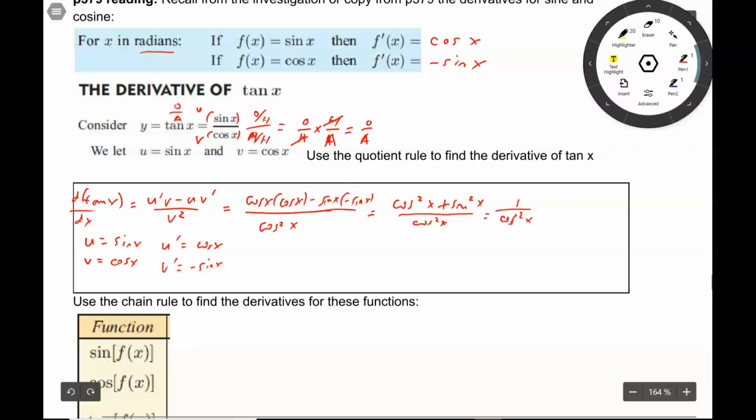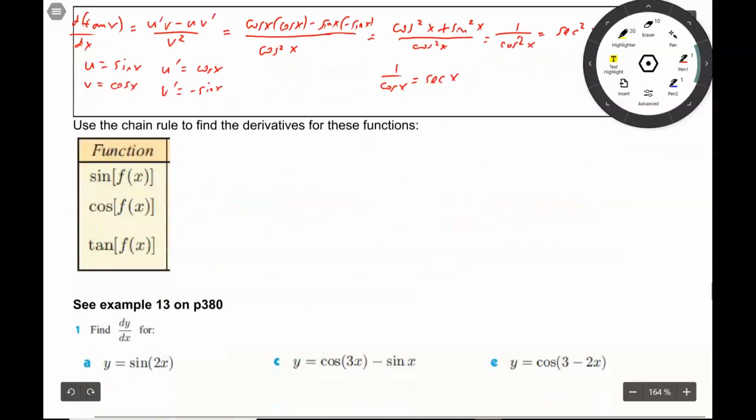And if you wanted to simplify that a little bit, we know that there is a trig function which is actually 1 over cosine x. It's called secant x. So we know that 1 over cosine squared x is also secant squared x. So sometimes in some textbooks you'll see that the derivative of tangent is secant squared x instead of 1 over cosine squared x, but it's the same thing. Okay? All right, moving up a little bit.